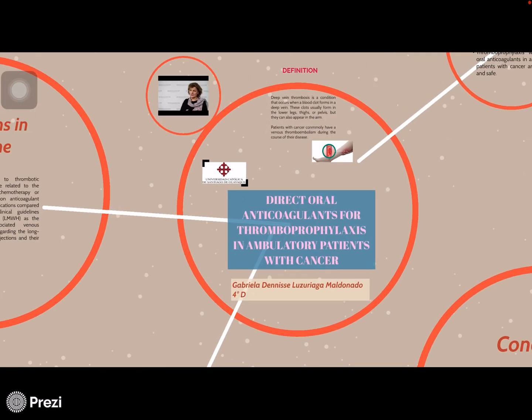My name is Gabriela Luzuriaga Maldonado, and now I'm going to talk about direct oral anticoagulants for thromboprophylaxis in ambulatory patients with cancer.